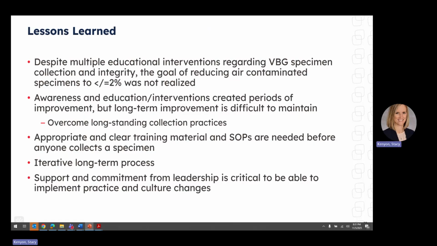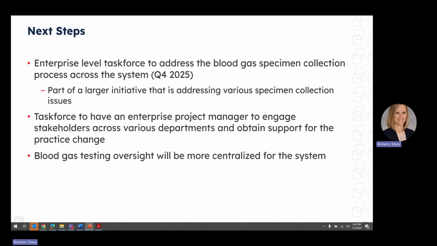And finally, this isn't a one-time training initiative. If we want to be successful, this has to be a long-term and iterative process, which really requires buy-in and support from upper levels of leadership and management, because without that, we can't really implement and maintain these culture and practice changes. So which brings us to our next steps.